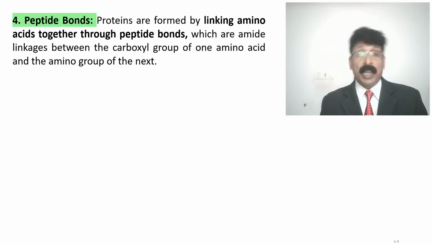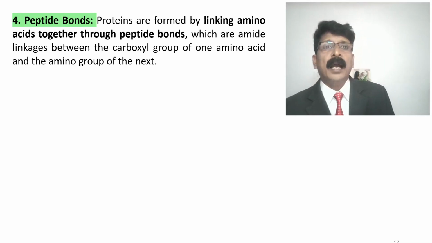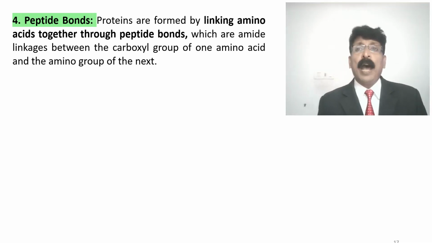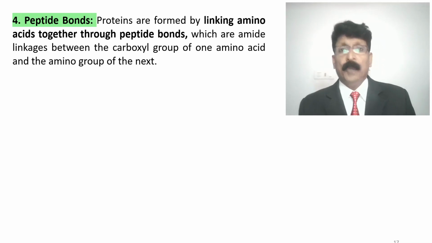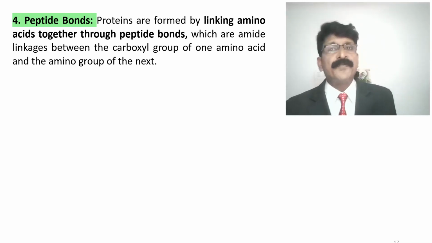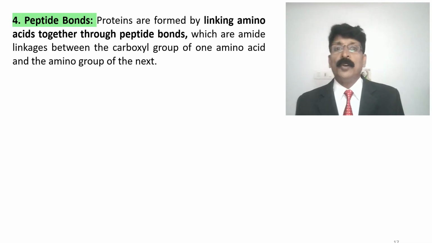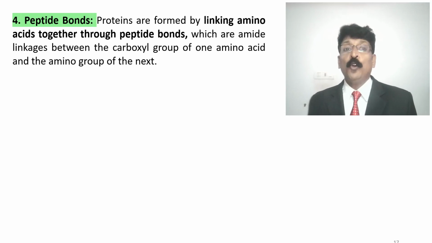Number 4, peptide bond. NHCO or CONH bond. Proteins are formed by linking amino acids together with peptide bonds, which are amide linkages, CONH, linkages between the carboxylic group of one amino acid and the amino group of the next one.